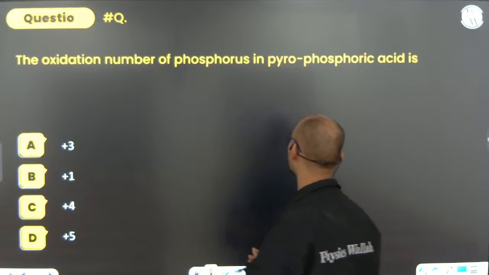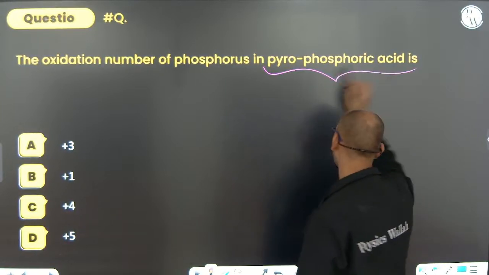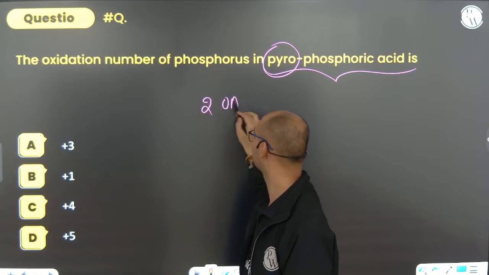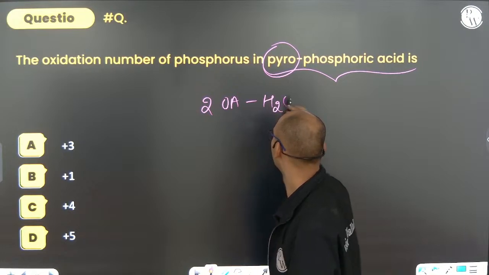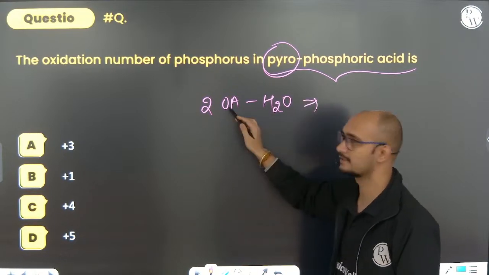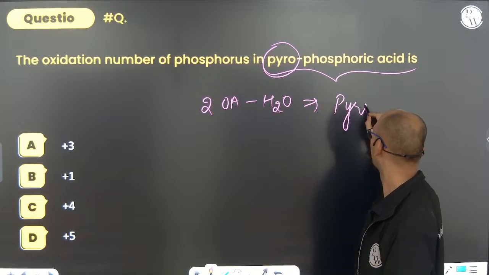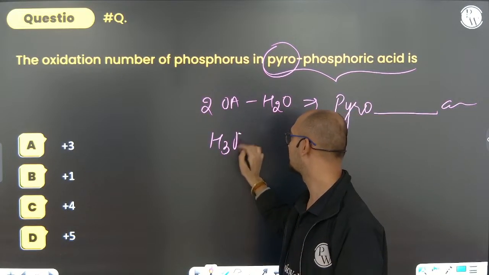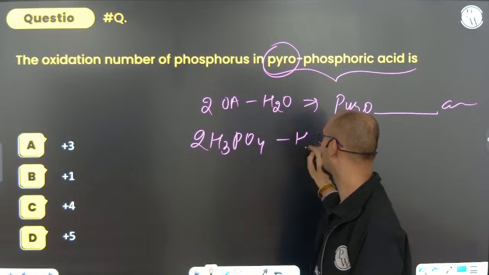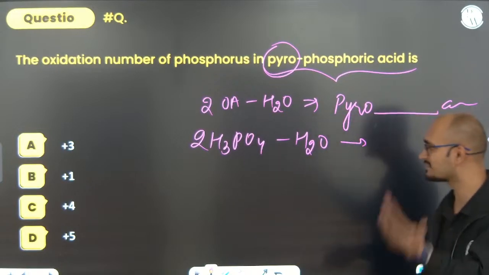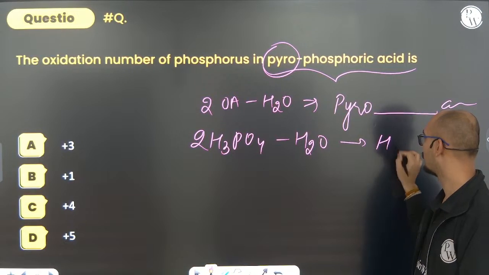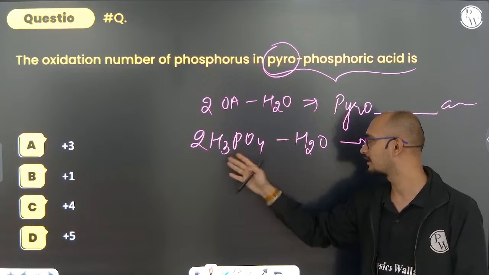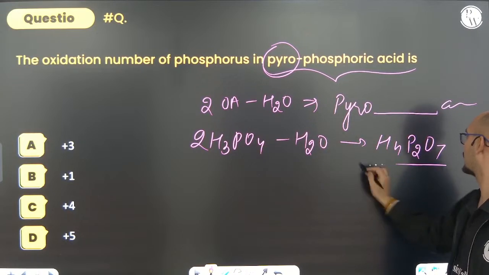The oxidation number of phosphorus in pyrophosphoric acid. Always remember, when the word pyro is used, it means you take 2 moles of an oxy acid and remove 1 mole of water from it. Pyro is used as the prefix, followed by whatever the acid is. Just think about it: H3PO4, 2 moles, minus 1 mole of water. H3PO4 means H6, minus 2 hydrogen, H4. There are 2 phosphorus, so H4P2. Oxygen is 8, minus 1 is 7. So H4P2O7.